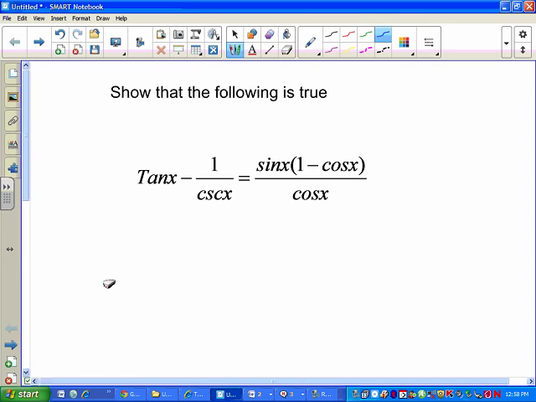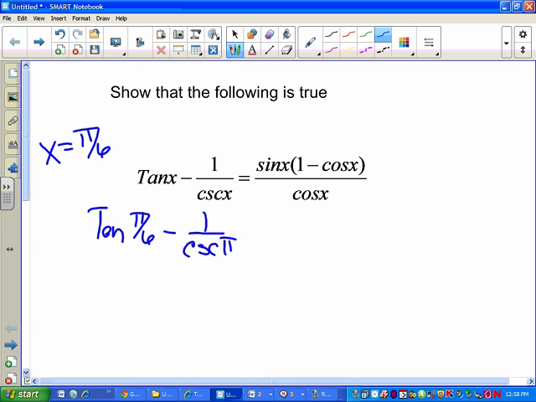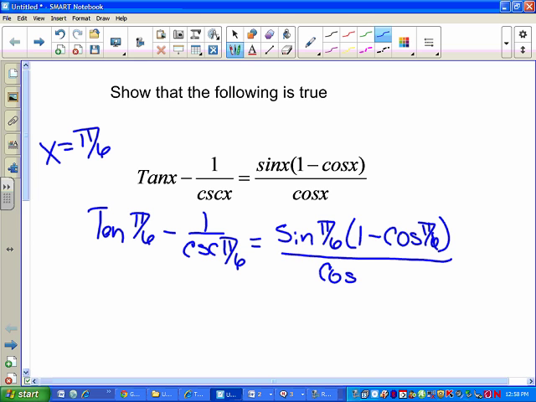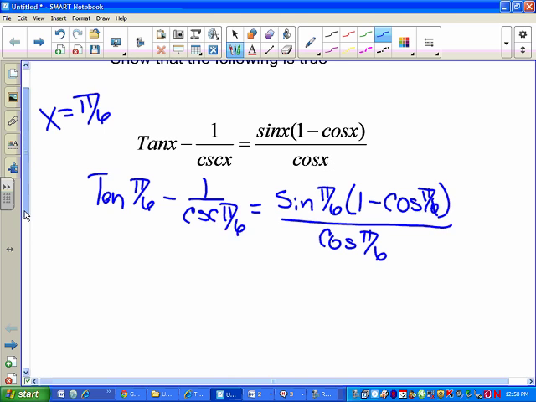Could we choose a value for x? If x equals pi over 6, then we have the tan of pi over 6 minus 1 over cosecant of pi over 6. By the way, you don't have to write this part down. This is just for you to kind of get familiar with what we're doing. So I'm just putting a pi over 6 everywhere I saw an x, because we're going to let x equal pi over 6. Okay, think unit circle now.